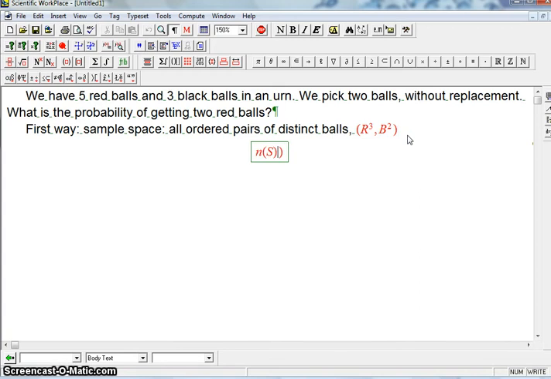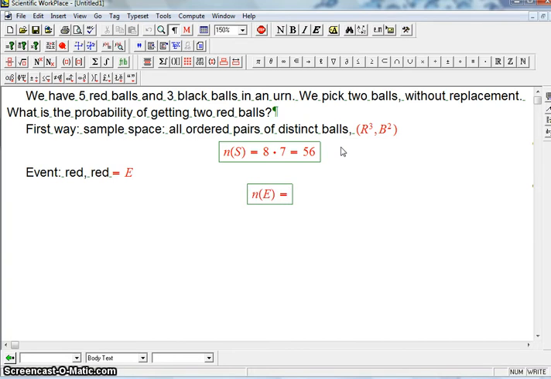The number in the sample space is going to be, well, when I'm just looking at all the distinct balls and not caring about the color, there's just 8 balls. So there's 8 choices for the first thing, and then it's without replacement, so 7. So 56 possibilities in the sample space. And then what about the event that we care about? That's red, red. Let's call that E.